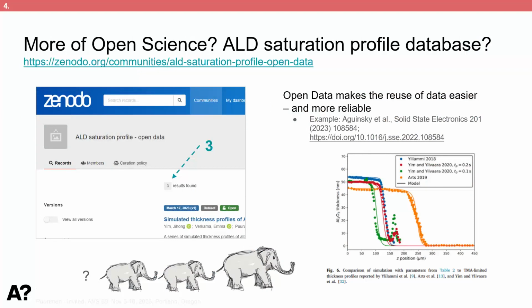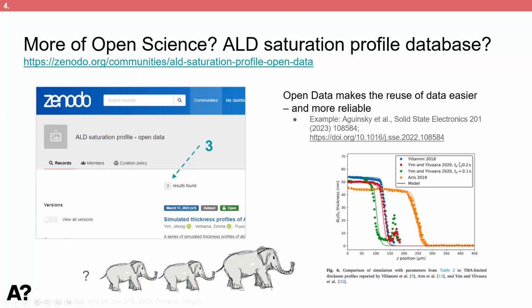So code is one thing, but data is another thing. And it would be great if when people are measuring thickness profiles produced by these test structures, these or others, that those would be made available to other researchers to investigate. There is a real need for that.